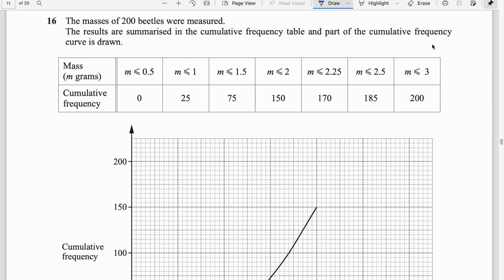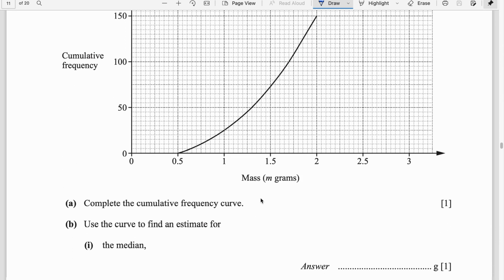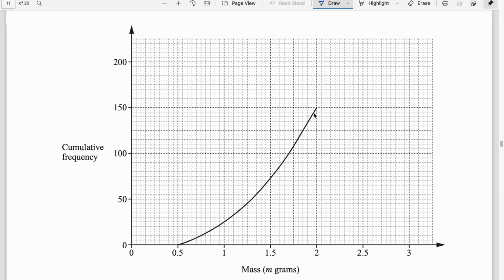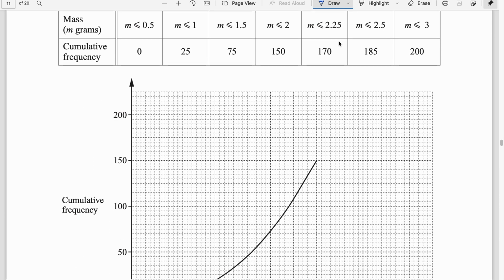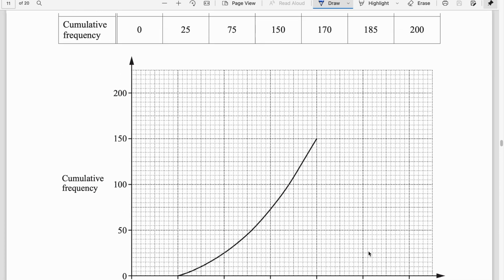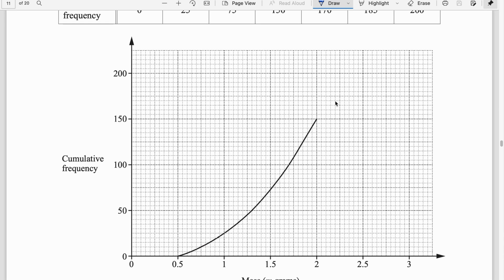Question number 16. The masses of 200 beetles were measured. The results are summarized in the cumulative frequency table and part of the cumulative frequency curve is drawn. Masses, cumulative frequency. Complete the cumulative frequency. So till 2 it is done. 2.5 it is 170. 2.25 and 170.